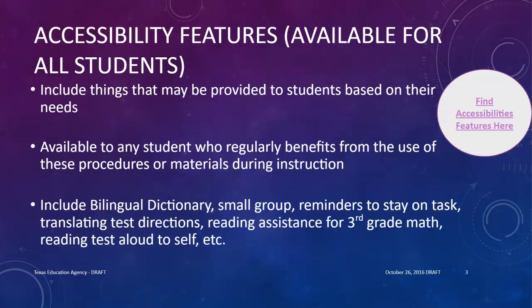Accessibility features are available for all students that are going to be taking the STAR test. These include things that may be provided for students based on their needs, available to any student who regularly benefits from the use of the procedures or material during instruction. So these include things such as bilingual dictionary, small group, reminders to stay on task, translating test directions, directions only, reading assistance for 3rd grade math, reading test aloud to self, etc.